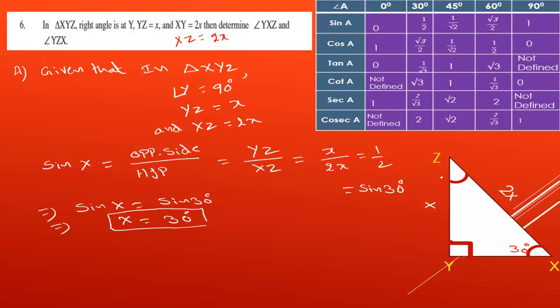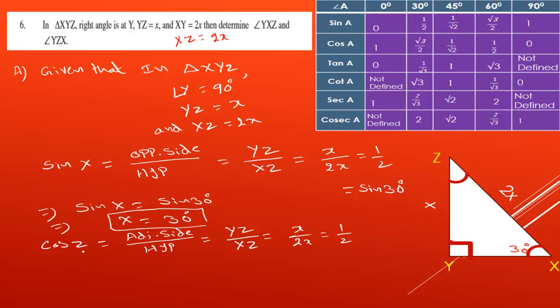For this I am taking cos Z, that is cos Z equal to adjacent side by hypotenuse, that equal to, adjacent side means YZ by XZ, that equal to X by 2X, that equal to 1 by 2. We got cos Z as 1 by 2.